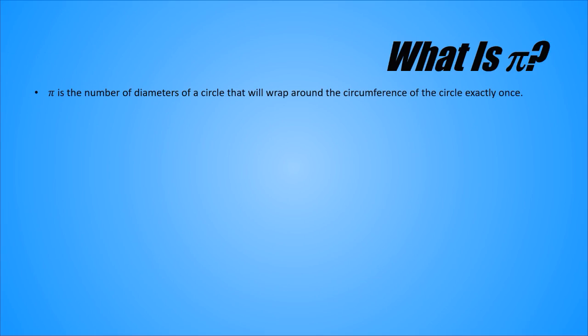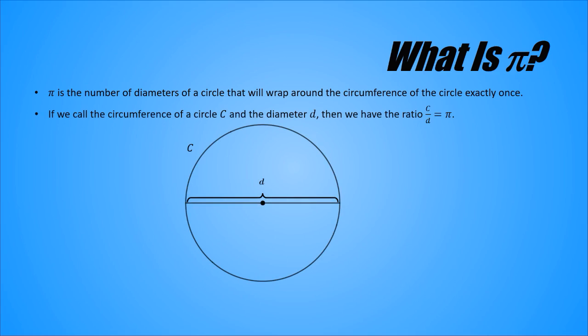And here's one way to answer that question. Pi is the number of diameters of a circle that will wrap around the circumference of the circle exactly once. Now I'm going to get a little mathy on you and introduce some symbols. If we call the circumference of a circle c and the diameter d, then we have the ratio c over d equals pi. That's how I express the first bullet point in symbols. The circumference is of course the distance around the circle, while the diameter is the distance across the circle.